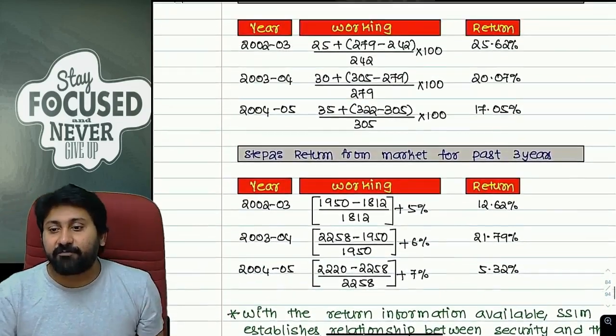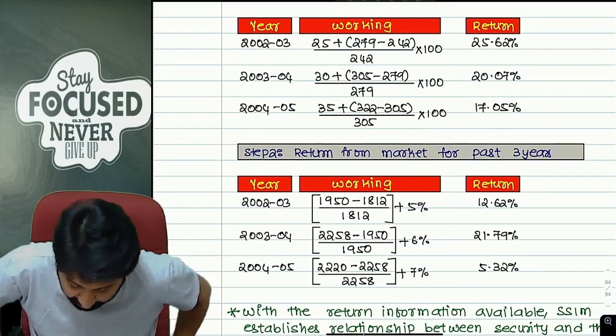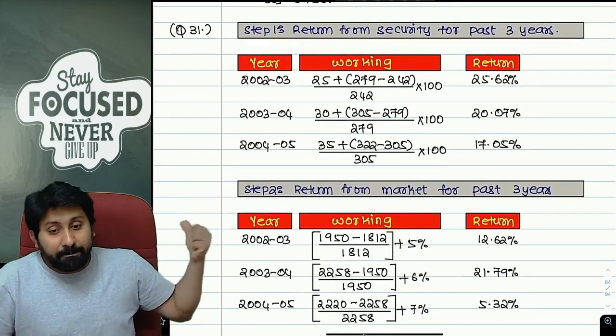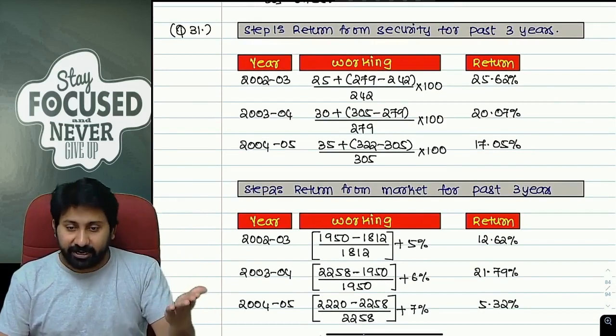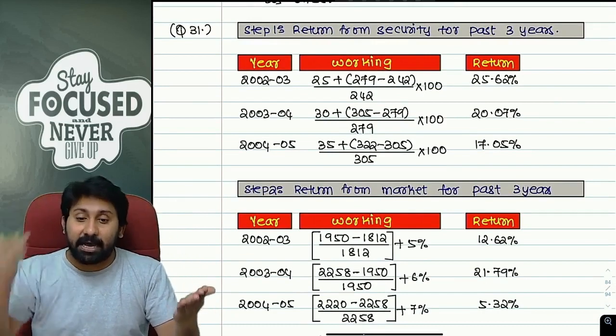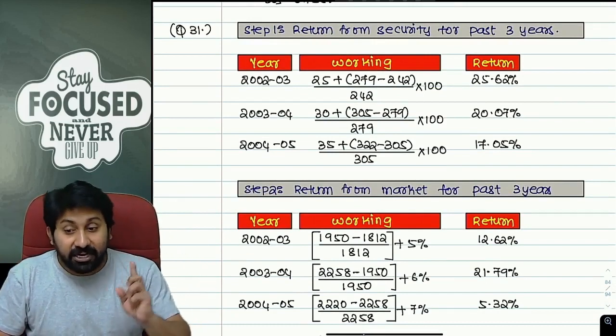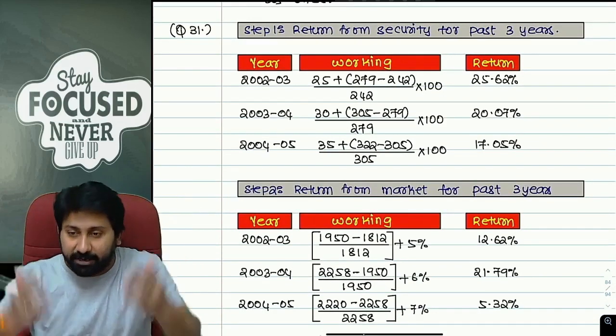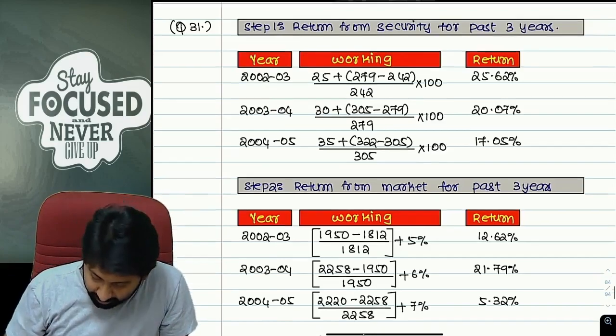Now, what are the informations that are available on hand? Tell me. What are the information that are available? We have 3 past years security return, 3 past years market return. Past or future? Past. From the past data, we are now going to anticipate how the future used to be.